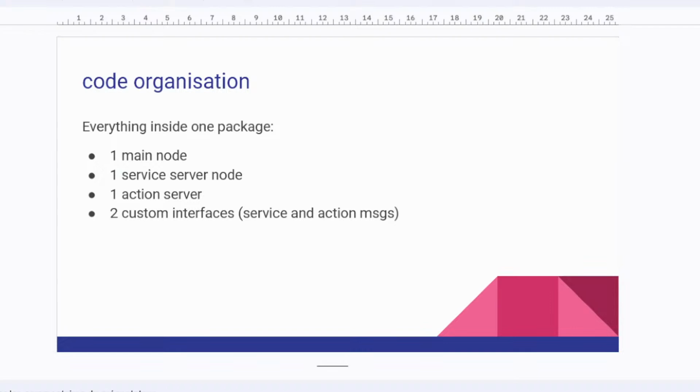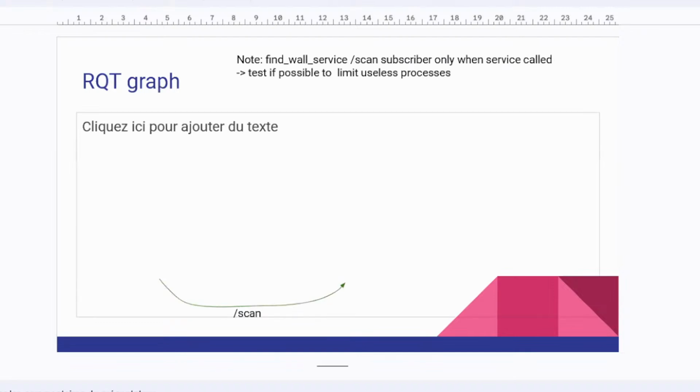So as I said, my code has one main node, a service server node, and an action server. And to communicate with those nodes, there are two custom interfaces that were created: one custom service and one action message.